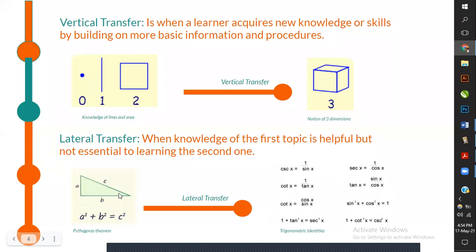So for example, the adjacent times the hypotenuse and then the opposite times the hypotenuse, that is not necessarily required for you to know these identities, but they do really help when you're trying to understand these identities. So they are kind of related, but you don't necessarily need to learn trigonometric identities. You can just memorize them or maybe just put them inside a calculator.